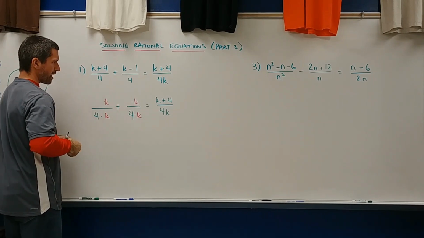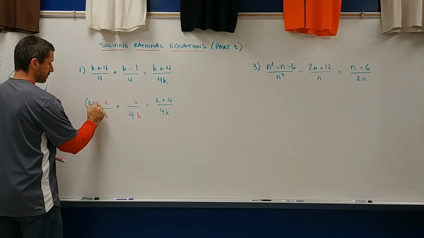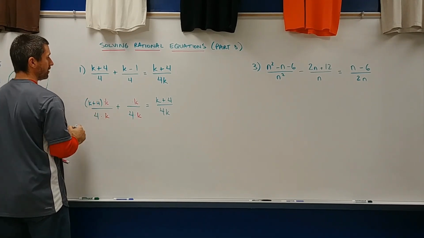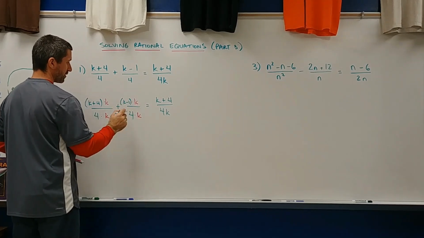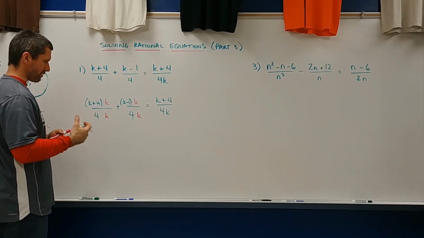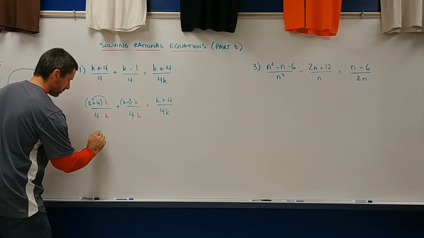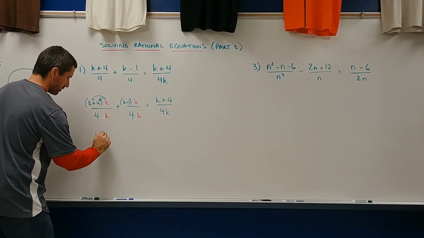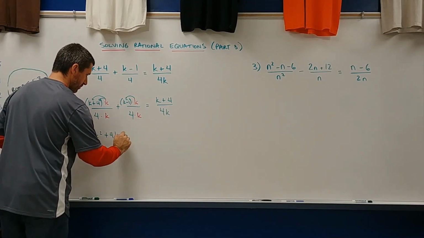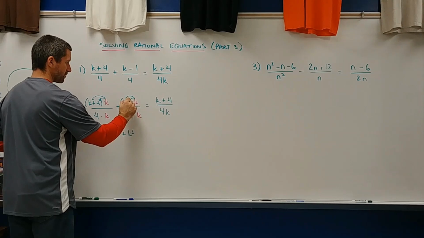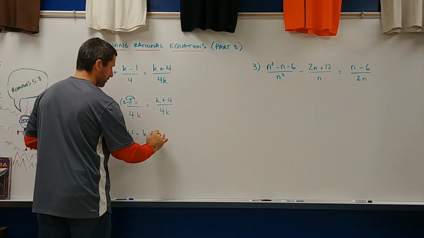But what's sitting on the top in both of those? Well, we got binomials. So we've got k plus 4. That was already there. We're going to have to distribute the k. And we got a k minus 1, and we're going to have to distribute that one as well. Okay, let's go ahead and do that. So we've got k squared plus 4k plus k squared minus 1k, or just k, equals k plus 1.